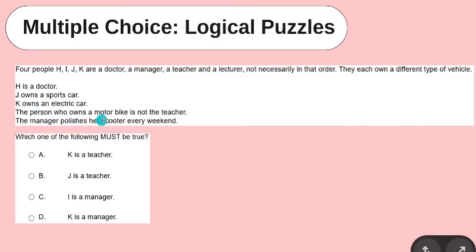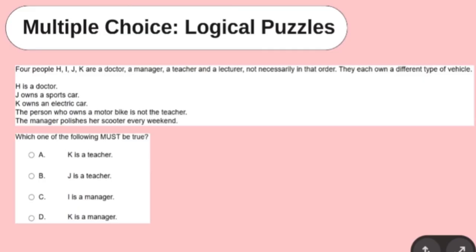And the person who owns a motorbike is not the teacher. So we know whoever's a teacher cannot own that motorbike. And the manager polishes her scooter every weekend. That means whoever's a manager has a scooter. So which of the following must be true? Because I don't have a definitive place to put the manager, I don't know who the manager is. I'm just going to put to the side manager arrow S, so manager has a scooter. Well, I'll put SCO for scooter.